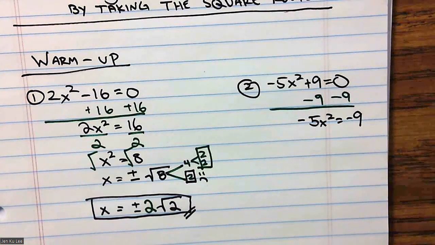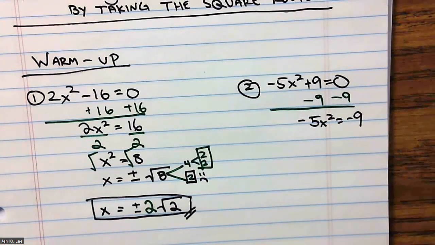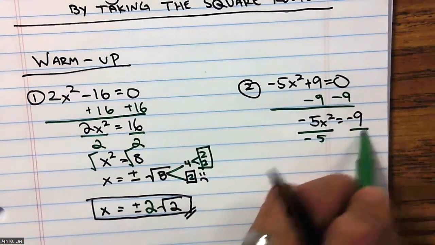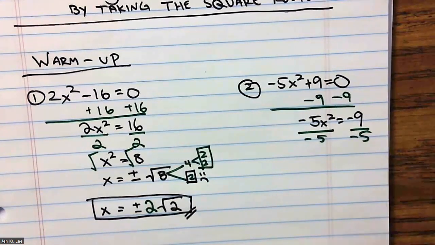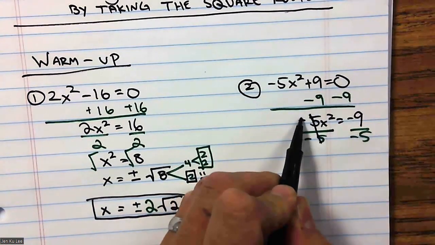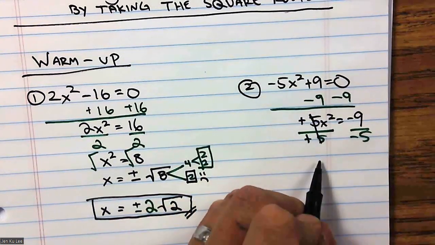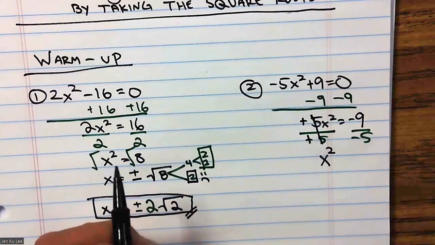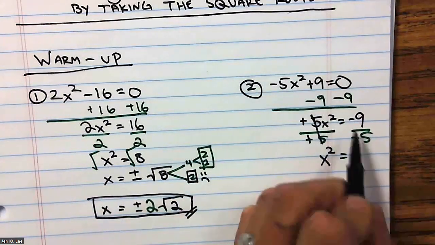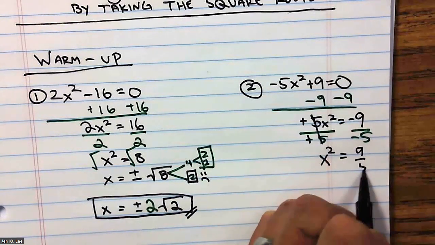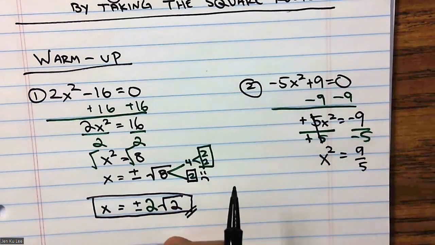But yes, I could multiply it by negative 1, or I could just divide it by negative 5. Okay, just kill 2 birds with 1 stone. These 5's cancel out. Negative divided by a negative is a positive. So I have x squared on this side, equals 9 over 5, right?